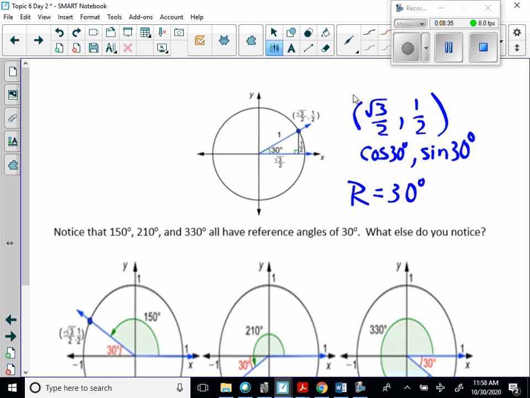So that means over here in Q2, sorry, let me do that again. Your reference angle would be 30. Here your reference angle would be 30. And here your reference angle would be 30. So now how do we do that? What type of angle would give us a reference angle of 30 degrees?